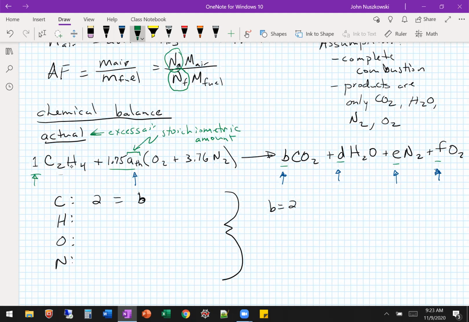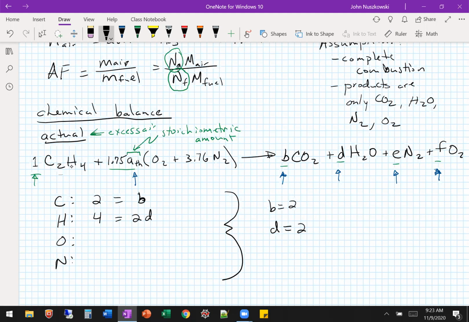All right, hydrogen, we got 4 on the left. Wrong color, just throw everybody off using green there. Right? All right, 4. And then we got 2 times D on the right. So we know D is 2.